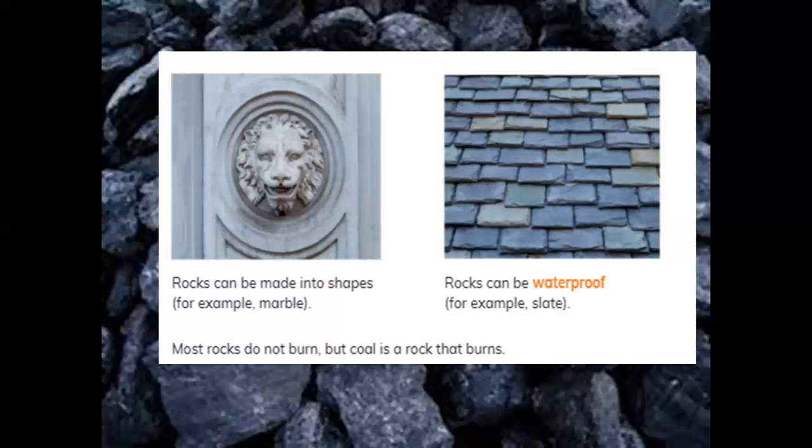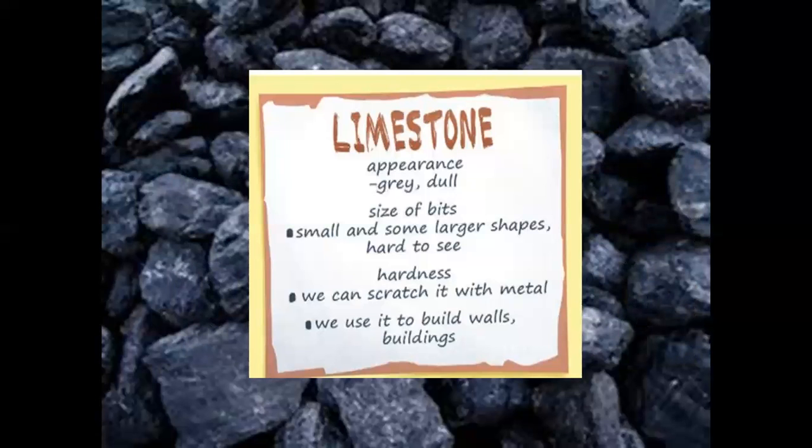Wood, coal, that makes coal. It is burning, but other rocks that are very strong and their properties are so strong that it cannot burn. So we have limestone. So let's study about the limestone. Appearance of limestone: it is gray and dull, and its size is small, and some larger shapes hard to see.